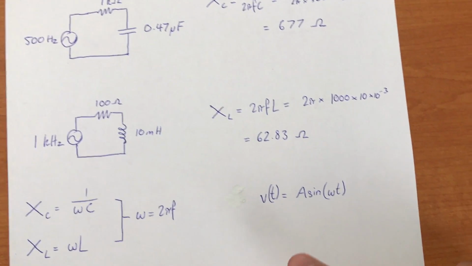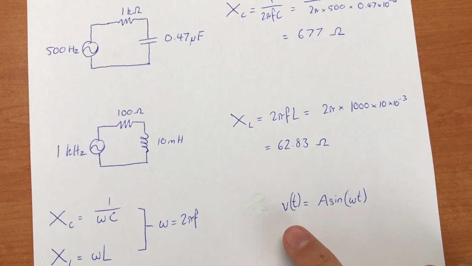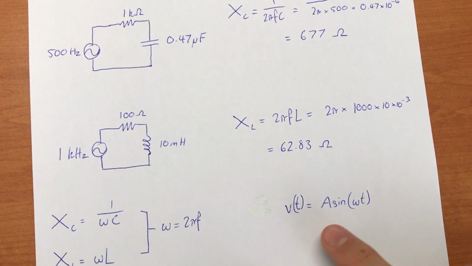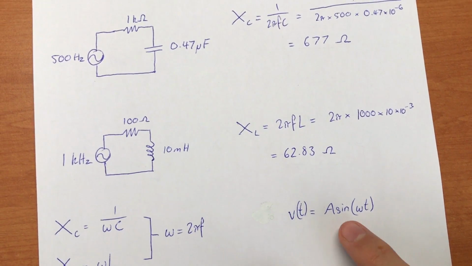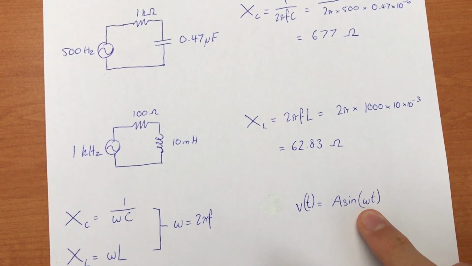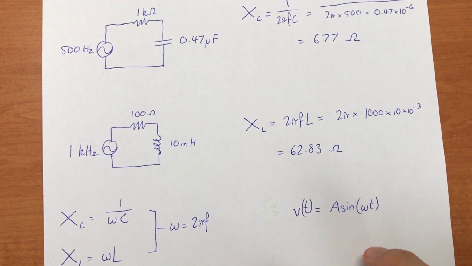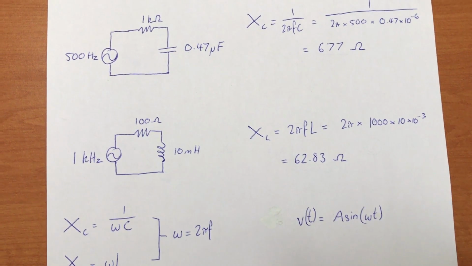This is useful for when you're given the equation of voltage or current, so I'm using voltage in this case. Voltage at time t equals the amplitude A times sine of omega t. So we can just use this value for omega to calculate our reactance. This is another way of finding the reactance of a capacitor or an inductor.